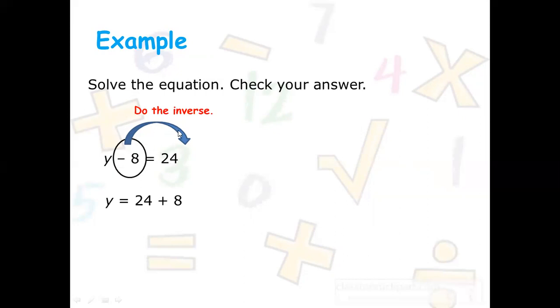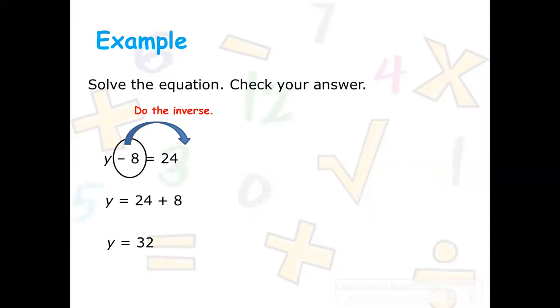Because when the number changes the side of the equation, it changes the sign too. Or simply you can see it's -8, so the opposite of -8 is +8. So you add 8 to this side. Okay, so 24, you cancel this 8 and add 8 to this side. So 24 plus 8 will give you 32. This is how you solve an equation.